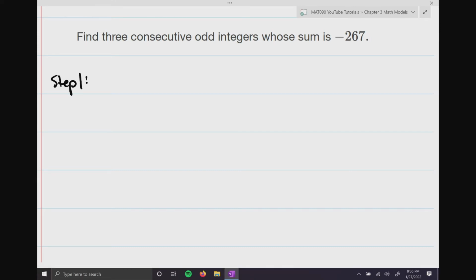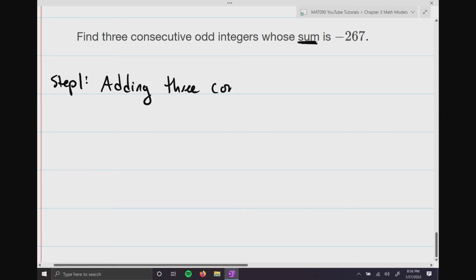So step 1, what are we doing? We're adding. So we are just adding 3 consecutive odd integers. Okay. So maybe that's a little bit too specific. Maybe I could have just stopped at the word adding and called it a day.